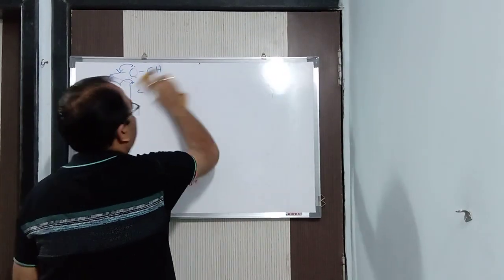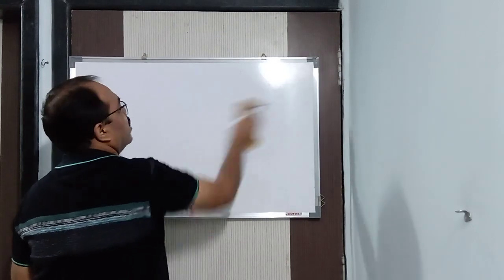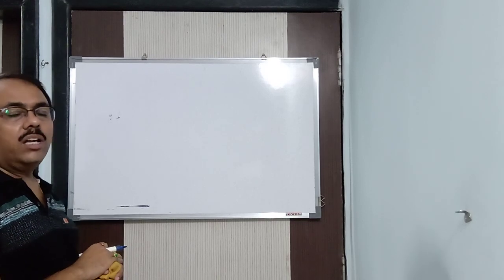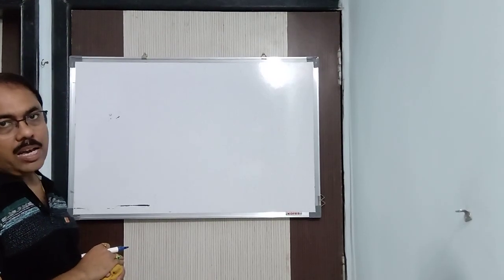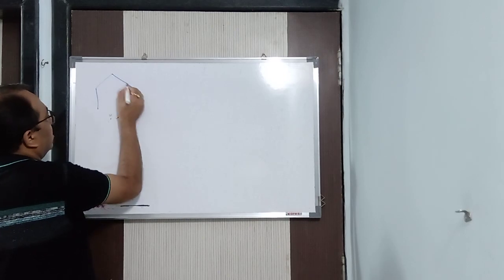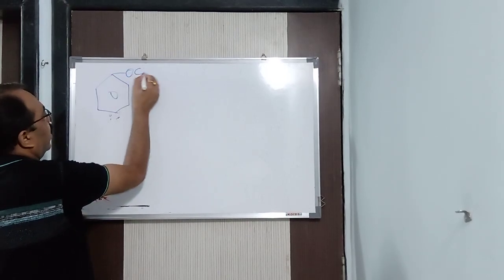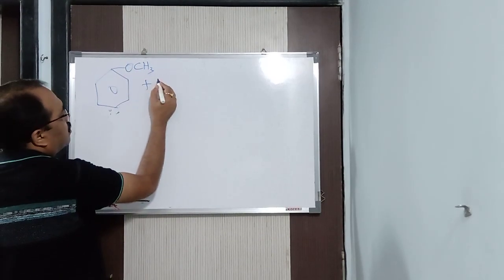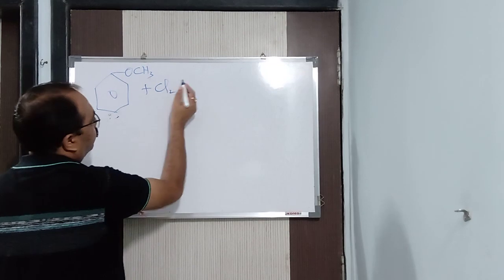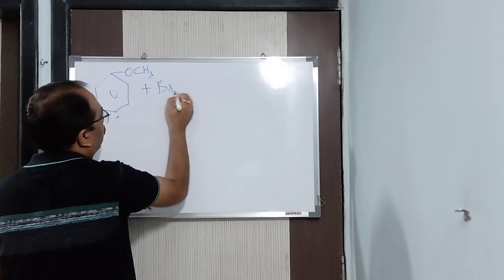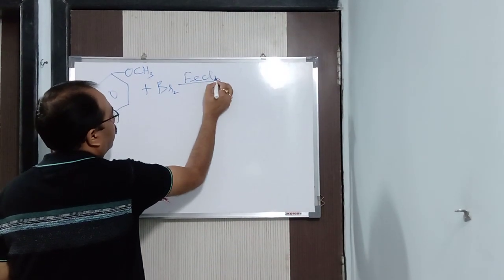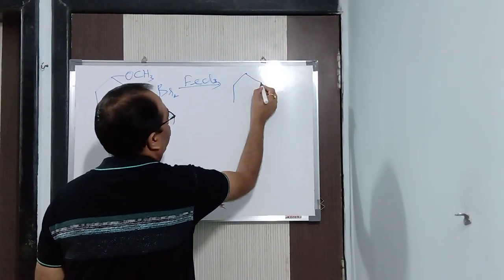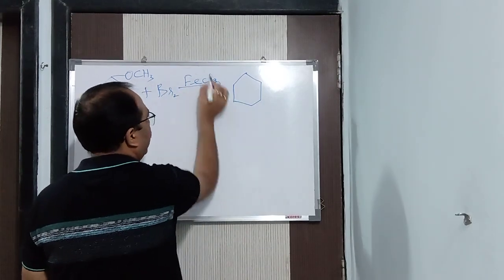Now we come to the reactions. We have 5 types of electrophilic substitution reaction. What are those? Halogenation, nitration, sulfonation, Friedel-Crafts alkylation, and Friedel-Crafts acylation. So halogenation: you see now, that is benzene ring with OCH3. This is anisole, methoxybenzene, plus let us say Br2, in presence of Fe or FeCl3.